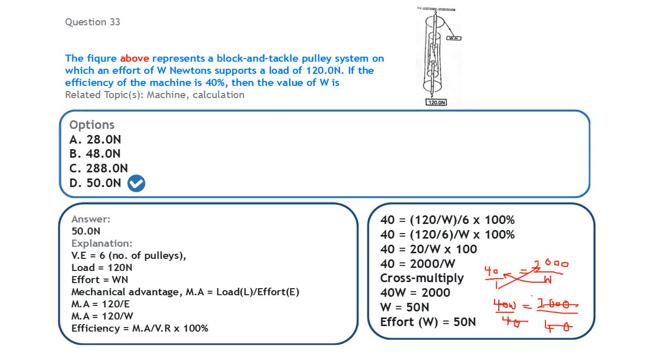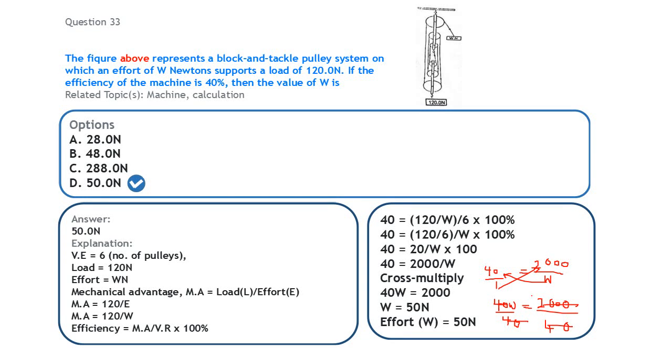So we have 120 over E, the effort. The effort here has been represented as W, that force W, so instead of using E, I'm going to use W. Now where you have mechanical advantage in this formula, we are replacing it with 120 over W. So efficiency is 40, equal to 120 over W, that's the mechanical advantage, over the velocity ratio, which is 6, times 100%. Now when you do 120 divided by this, it's the same thing as dividing 120 by 6, because this one is at the numerator and this one is still at the denominator.